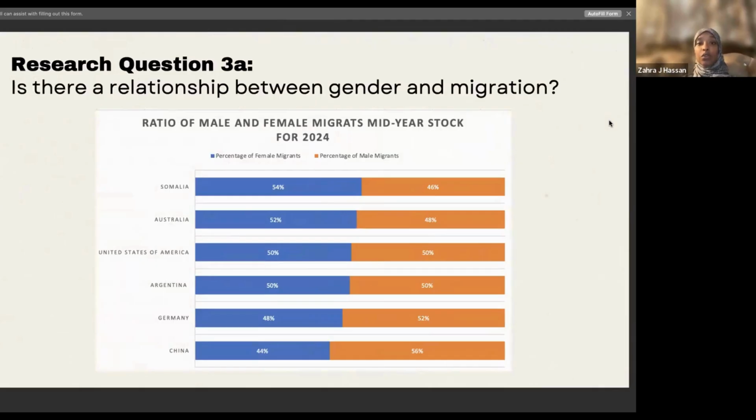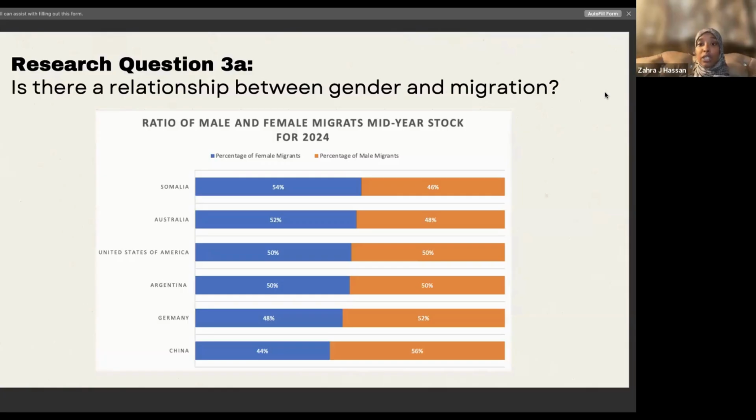So the first thing we did was we chose a year, which was 2024, and we analyzed the ratio of female and male migrants across our 6 countries at the mid-year international stock. What we found was that the percentages for every country were nearly 50%, with a very small range of differences. For example, Somalia had the highest difference, with only 54% of migrants being female, while China had 44% of the migrants being male, which is only a 10% difference between the smallest and largest numbers.